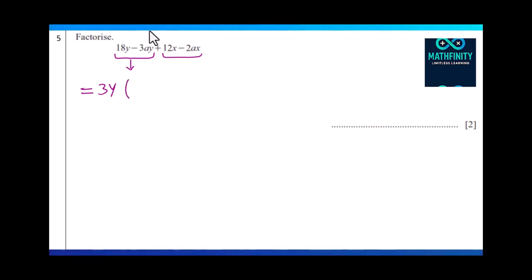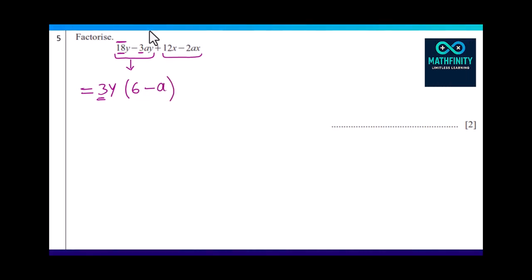Then what do we have to write inside the bracket? The number here is 18. 18 divided by 3, 6. Minus 3 divided by 3, 1. And from the variable, we took y outside, so 8.